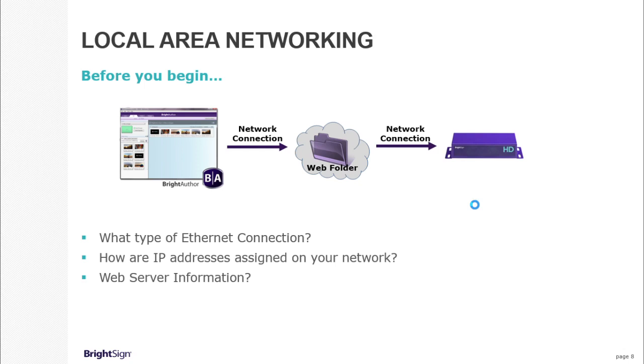I know the answer to the question, what type of Ethernet connection do I have? In my case, it's a physical hardwired connection. How are IP addresses assigned on my network? In my case, it's DHCP. It's automatic. And I have my web server information, which we'll input when the time comes. So at this point, we're ready to begin configuring our player to access and be published via simple file networking.